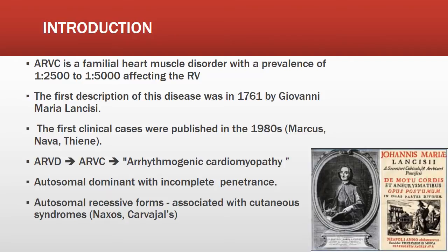It is often inherited in an autosomal dominant manner with incomplete penetrance, but there are also autosomal recessive forms, and they are associated with cutaneous syndromes as well. For example, in Naxos disease, you can have curly, woolly hair, and also keratoderma affecting the hands and the plantar surfaces of the feet.